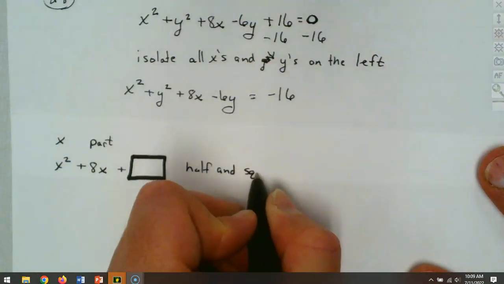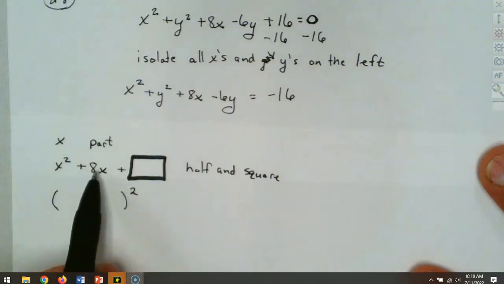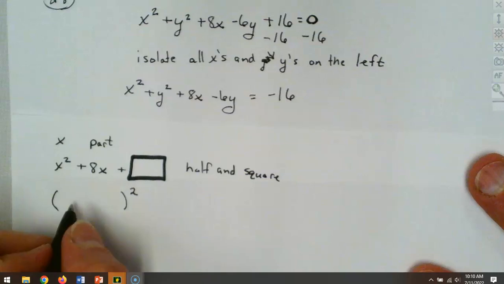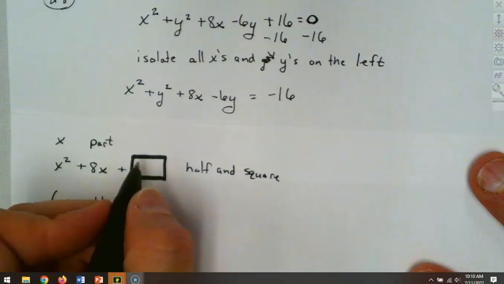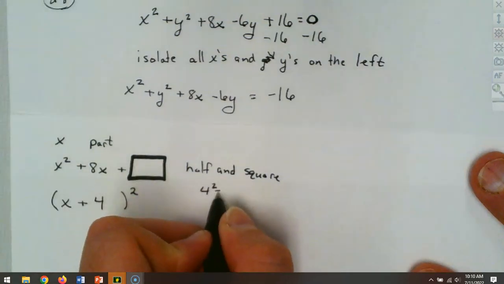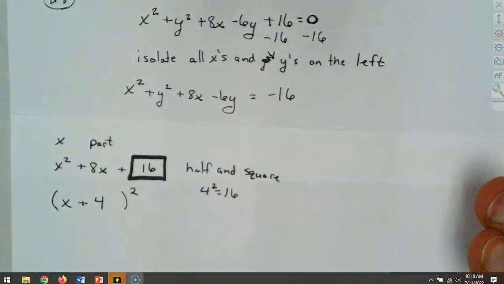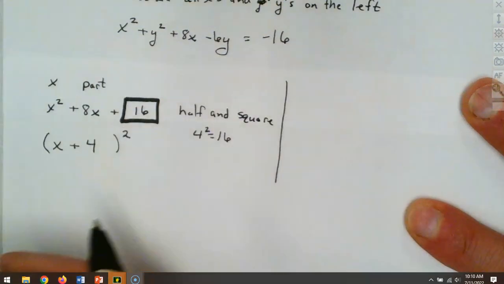So when we bring this down, we half the middle. And what's half of 8? Half of 8 is going to be 4. So that comes down as, and bring your sign down, x plus 4. And 4 squared is 16. And we've got to keep track of that 16, because whatever we do to one side to make it factor, we have to add it back to the other at the end. So we've got to make sure we keep track of that. But it's really not difficult. Half and square, that's all you have to remember.